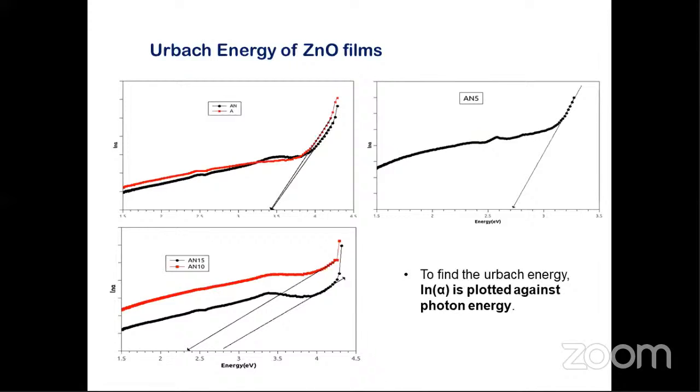Here we calculate the Urbach energy of zinc oxide film, and the Urbach energy is calculated by plotting log alpha against the photon energy. Alpha is the absorption coefficient. And the inverse slope of the linear fit drawn at the band edge measures the width of the Urbach tail.